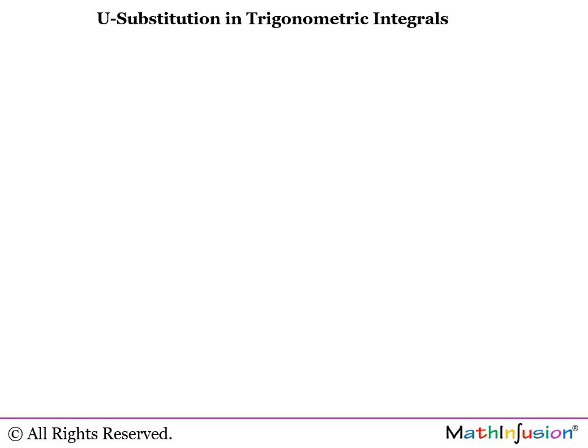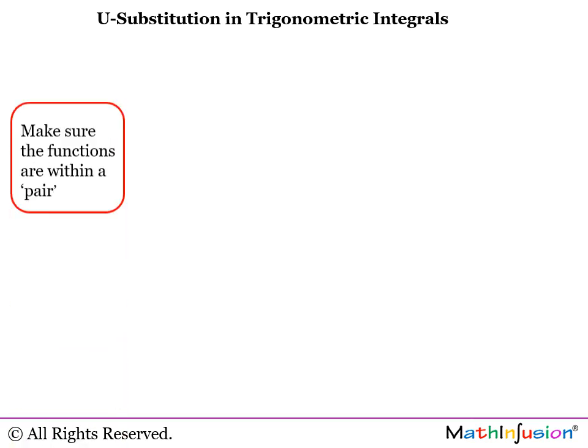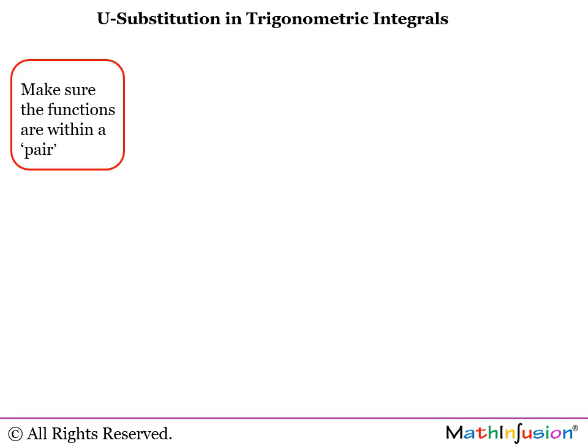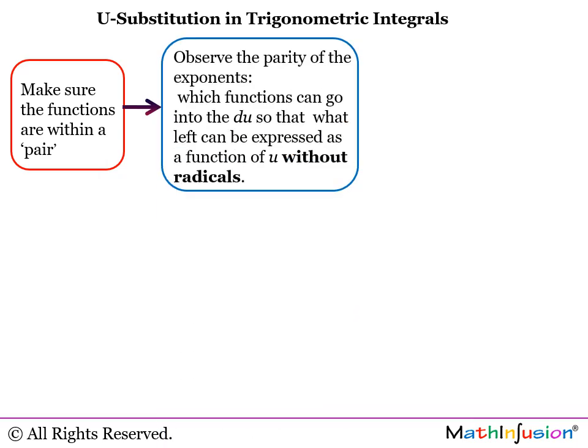Let's start with the use of substitution in trigonometric integrals. First, you want to make sure that the functions are within a pair. It's very, very important. Then you observe the parity of the exponents. Which functions can go into the du, so that what is left can be expressed as a function of u without radicals. Radicals are very, very difficult, so you don't want to have radicals when you integrate functions.